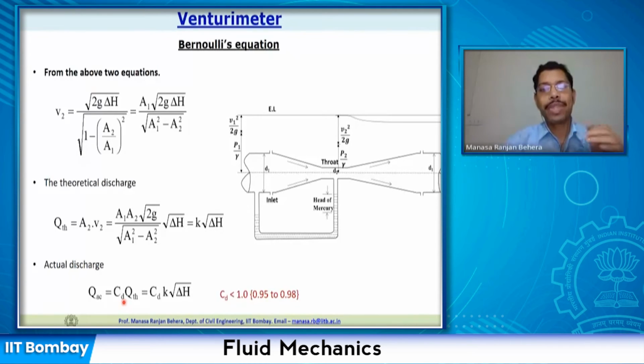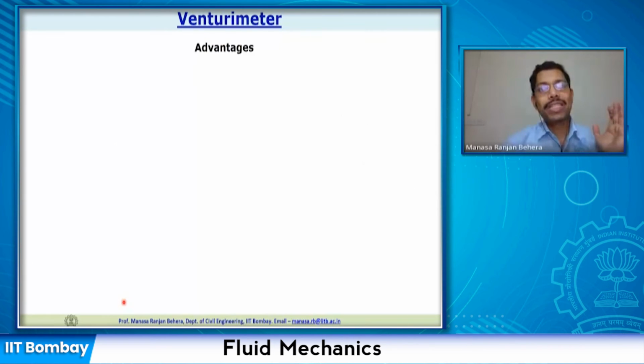And if you see, the value of CD for a venturimeter is mostly going to vary in a range of 0.95 to 0.98. So that itself says that the losses are less than 5%. Okay, which is very small. And that is why this device is widely adopted in many applications. Okay. So there are a couple of advantages of the venturimeter.